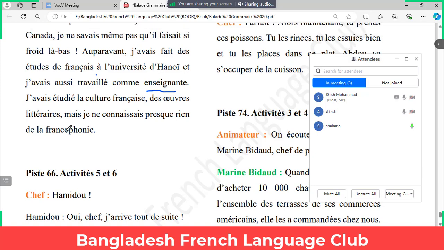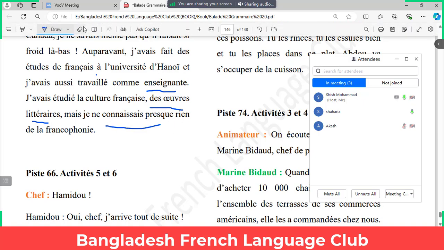J'avais étudié la culture française, des œuvres littéraires. Mais je ne connaissais presque rien de la francophonie.